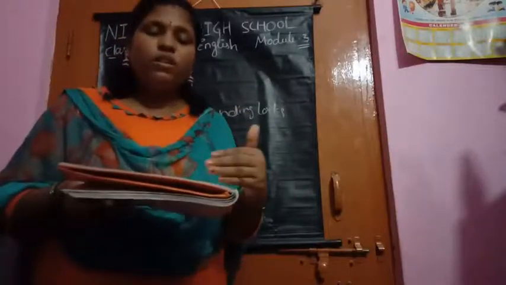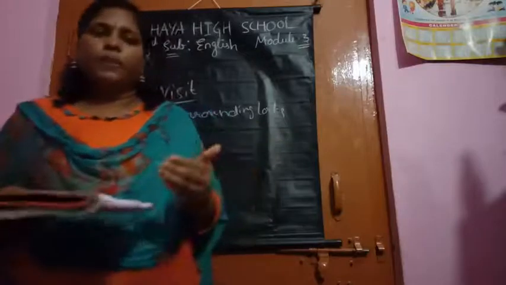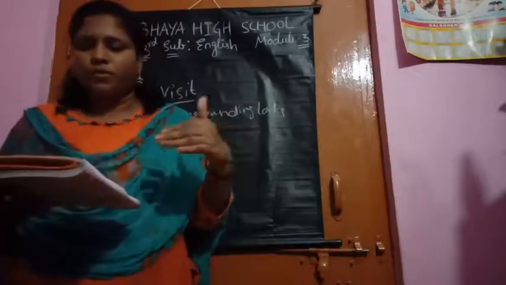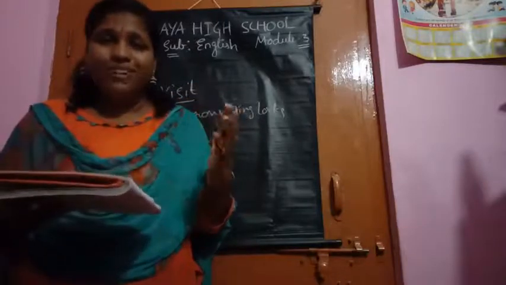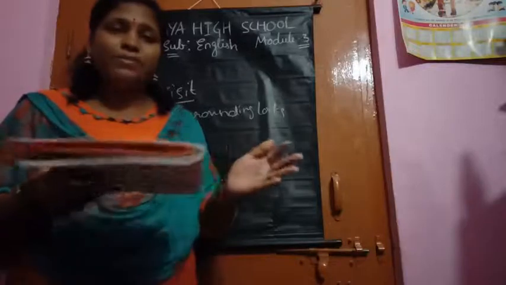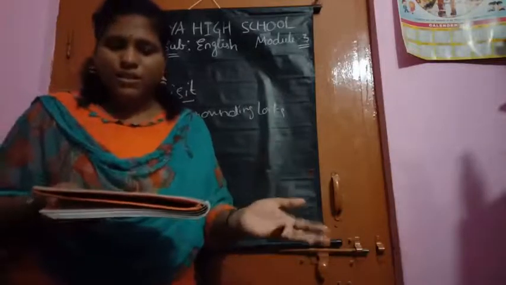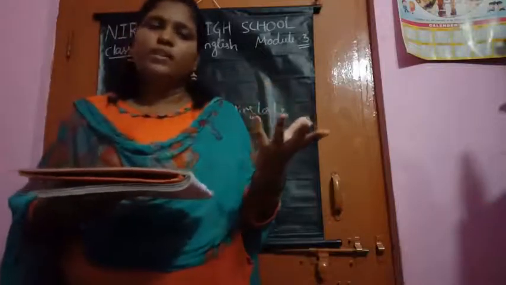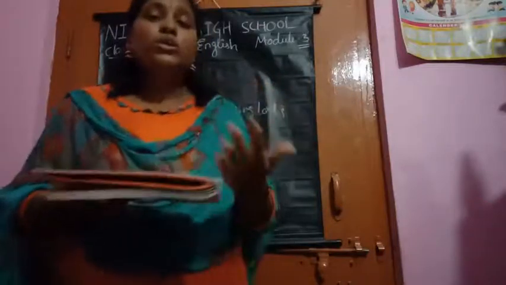By description only, we can tell the name of the place. Like this: last week I went to a nursery. Nursery means what? A place where small plants are sold and kept. That is called a nursery. It is a place where plants are grown and sold.